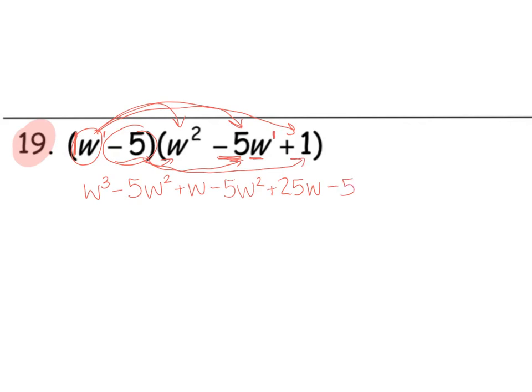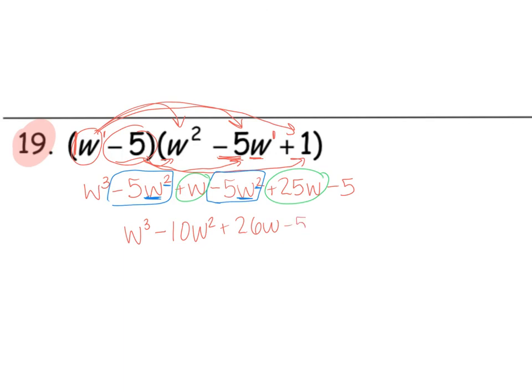Now again, I'm going to look to combine like terms. I have a negative 5w squared and negative 5w squared. Remember, when we're adding and subtracting, it has to have the same variable and the same exponent in order for us to combine. So the w cubed didn't combine with anything. And then I have negative 5w squared, negative 5w squared gives me negative 10w squared. The w combines with the 25w to give me positive 26w. And we just bring down the negative 5 because that doesn't combine with anything. And we're done.